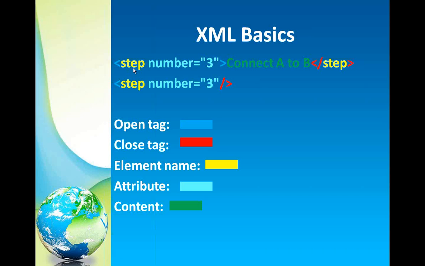This is the element name. The element name is step, and step has an attribute with a value of 3. This first example has content in the element, and that is connect A to B. So step number 3 is connect A to B. This one, it's empty. You have no content in that element.